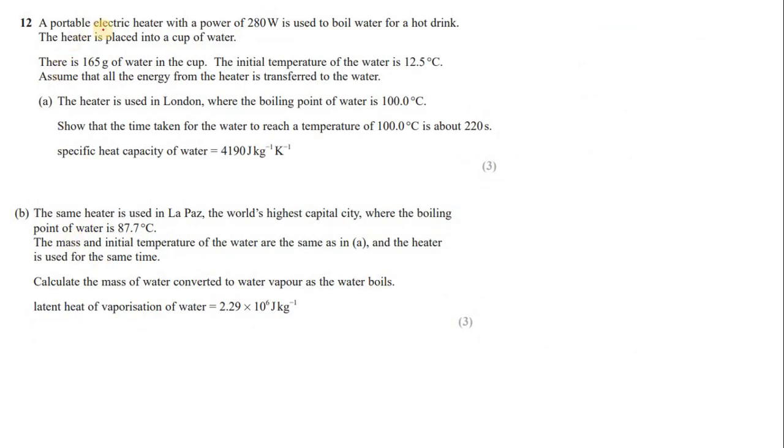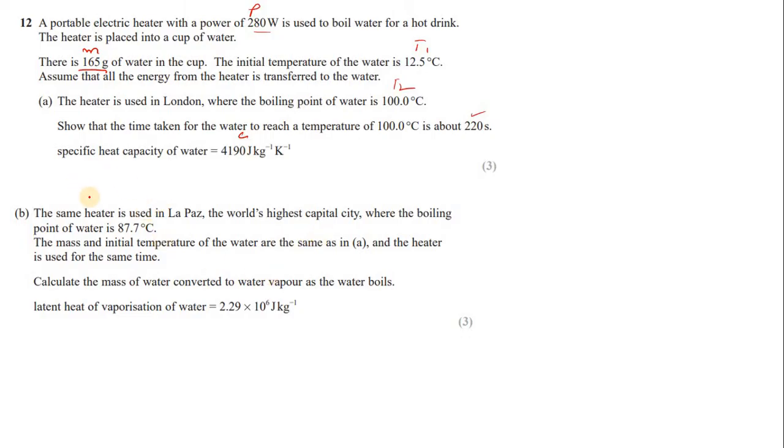Question number 12. A portable electric heater with a power of 280 watts is used to boil water for a hot drink. The heater is placed into a cup of water. There is a 165 gram mass of water in the cup. The initial temperature of the water is 12.5 degrees Celsius. Assume that all the energy from the heater is transferred to the water. The heater is used in London, where the boiling point of water is 100 degrees Celsius. Show that the time taken for the water to reach this temperature is about 220 seconds. The specific heat capacity c of the water is given.